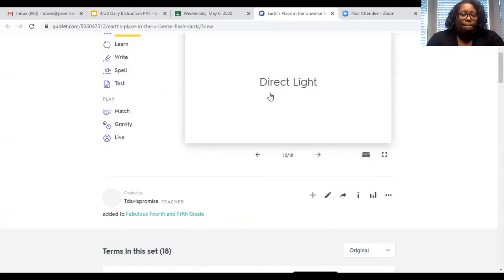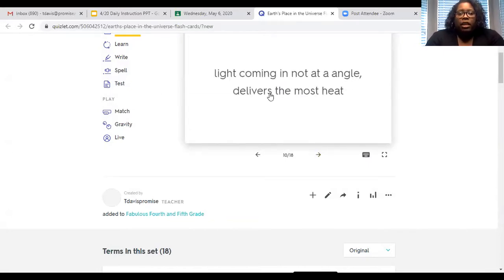Direct light. Light coming in not at an angle, and it delivers the most heat. So during the summer season, Earth is tilted towards the sun, and we receive more direct sunlight energy. And so because we receive more direct sunlight energy, it's hotter, because we're also receiving more heat.